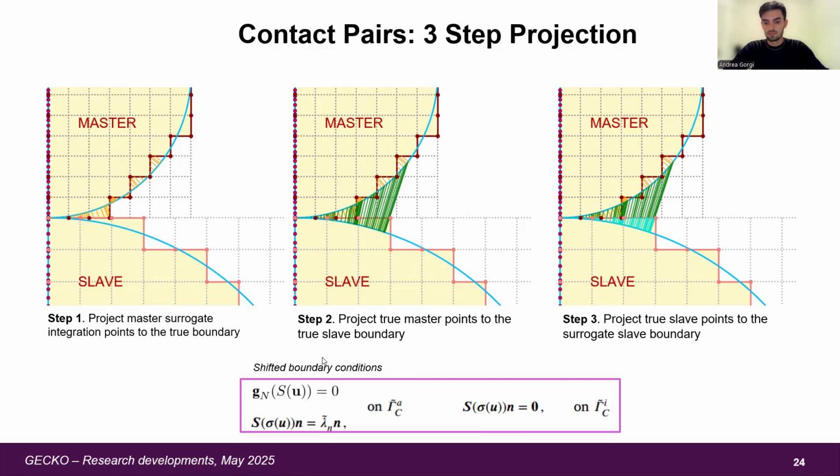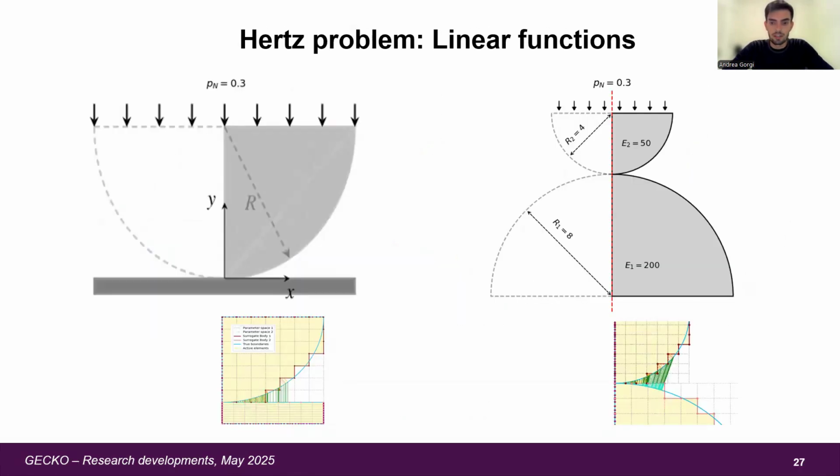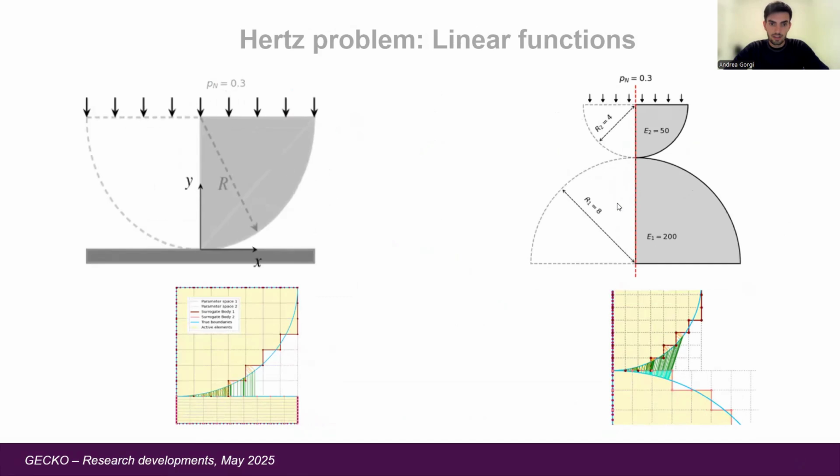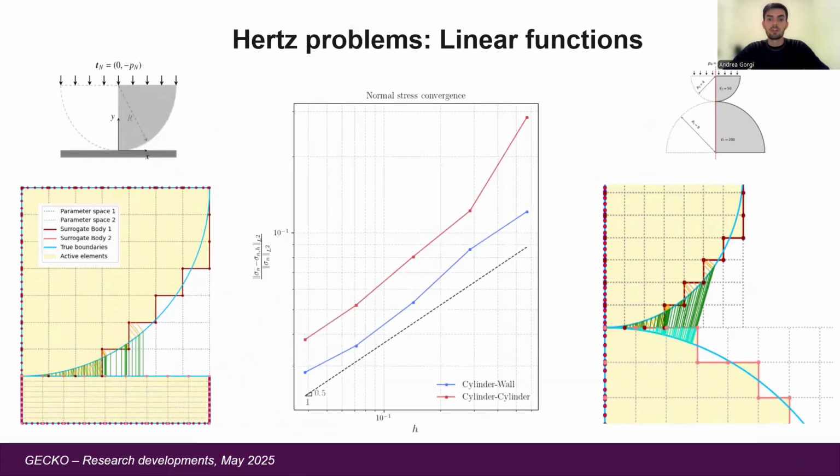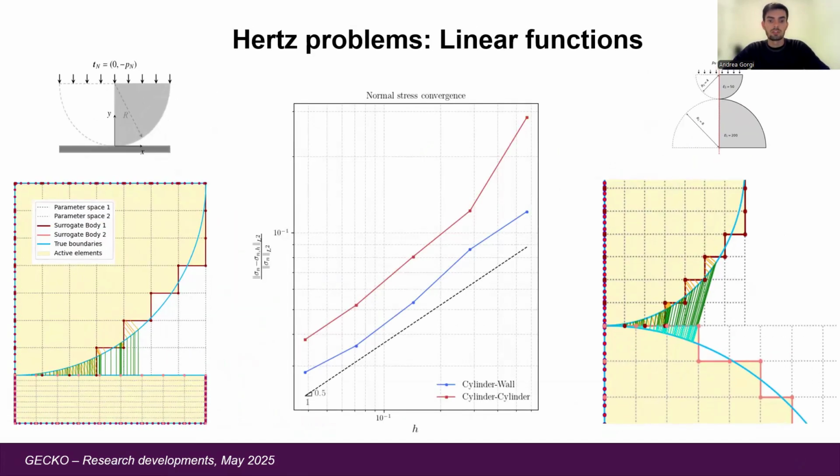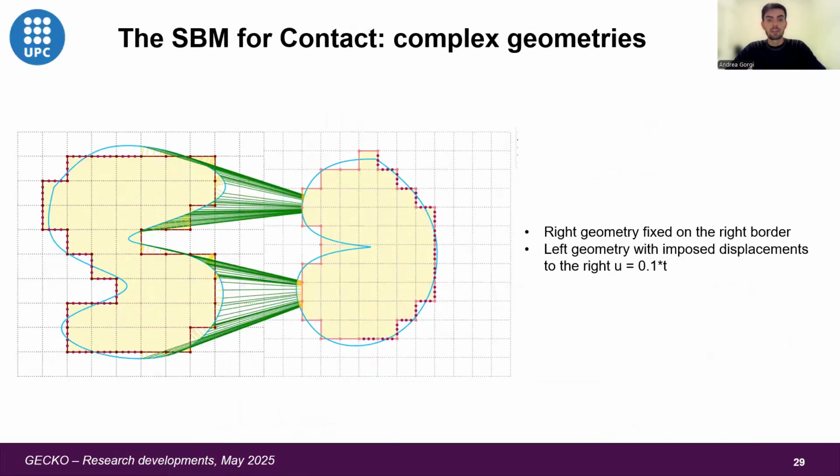So, okay, we can see the application to the two most typical problems, Hertz problems. So, a deformable cylinder pressed against the wall and two deformable cylinders pressed against each other. And we were quite happy because for linear basis functions, we were able to achieve optimal convergence in terms of the contact stress, so the stress on the contact boundary.